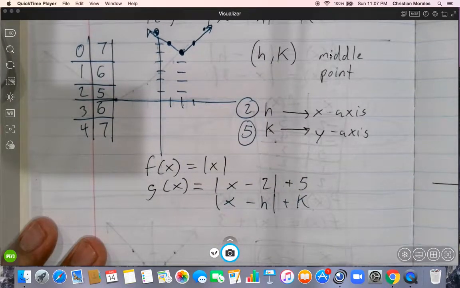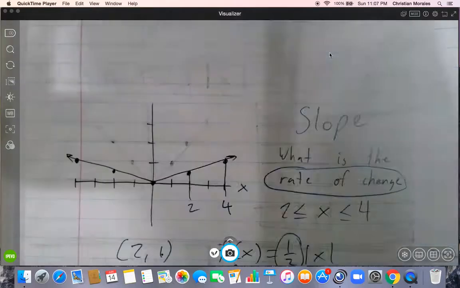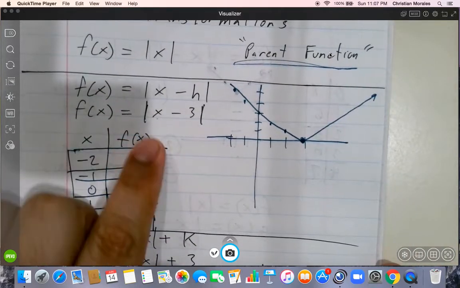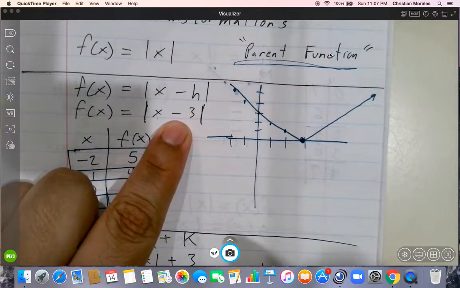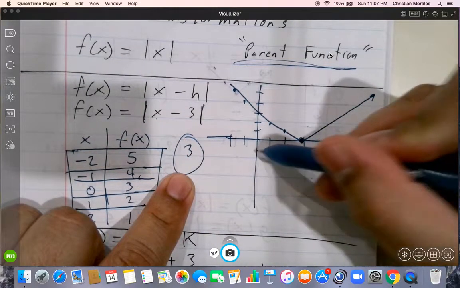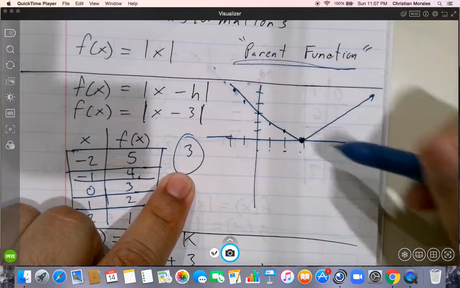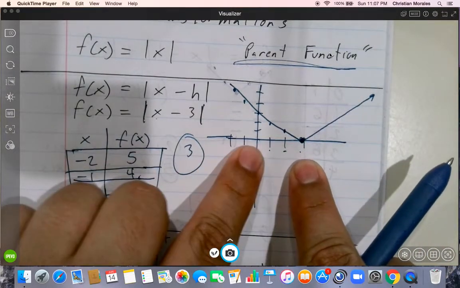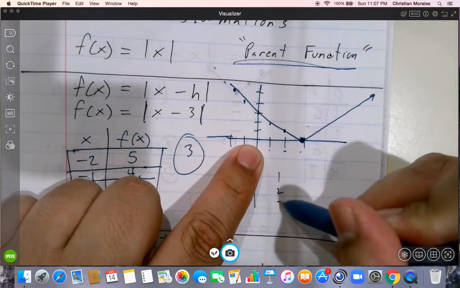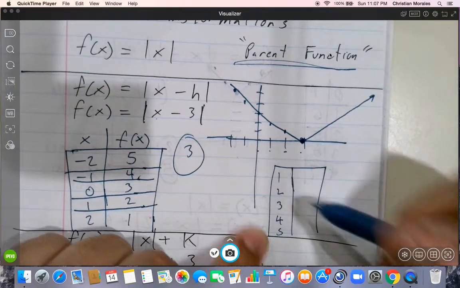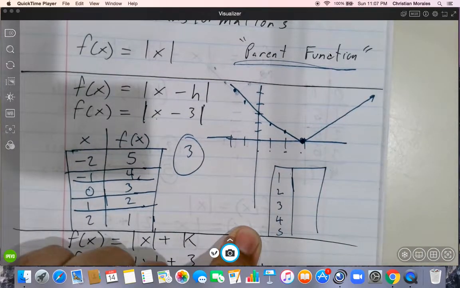Now, if we look back at our problems here, if you didn't make a table, if you just look at this, what number is h? 3. How much has it been moved? 3 spaces. That's your new middle point. I should have made my table 1, 2, 3 in the middle, and 4 and 5. That's how my table should have been designed, because that's my middle point.